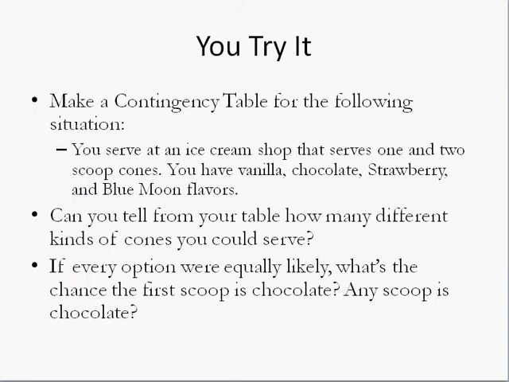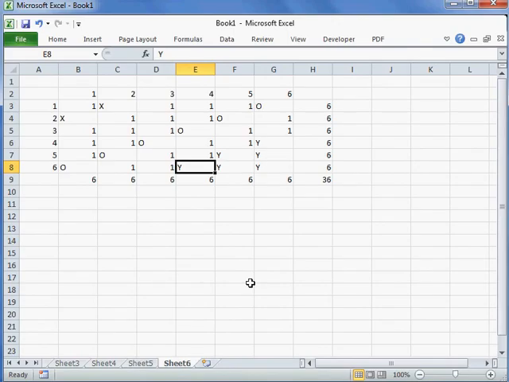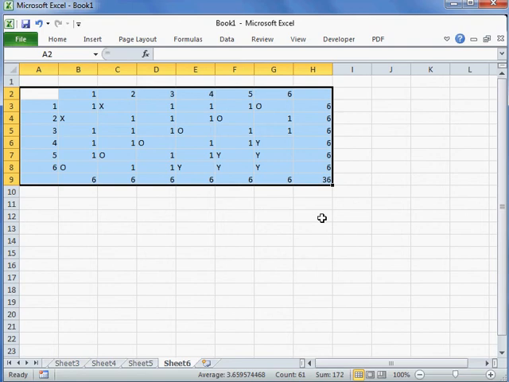Alright, so you've given it your best shot in making an ice cream scoop contingency table. So now I will demonstrate the correct way that this was done, and hopefully yours looks like mine. So clear out our dice contingency table.